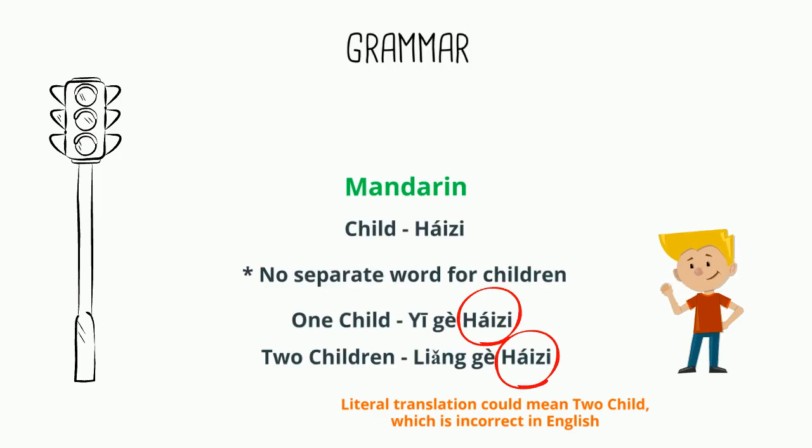So in this case, you can't tell whether it's singular or plural just when somebody says Haizi. You need to know the words that come before Haizi. Is it Ika, Lianka? So this is not the case in English. The moment somebody says child, you know that they're referring to one, whereas children, it's two or more.